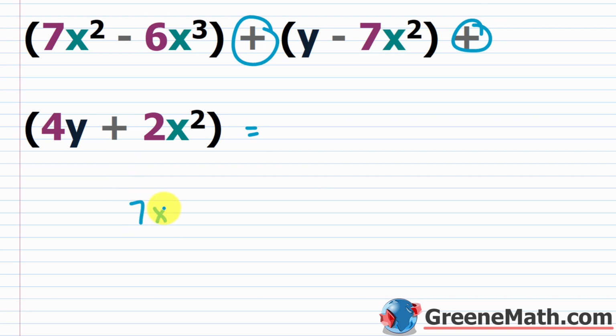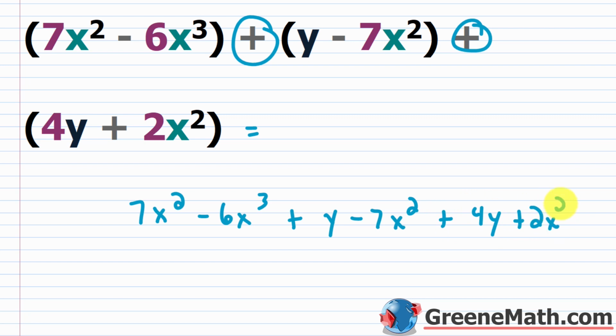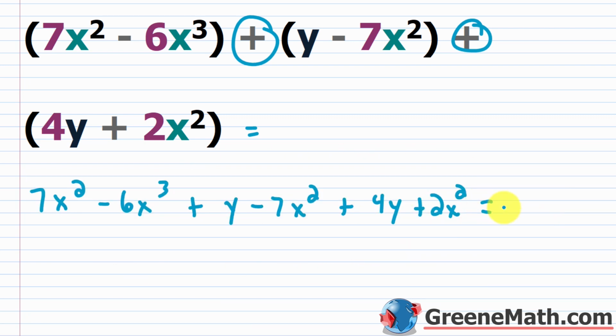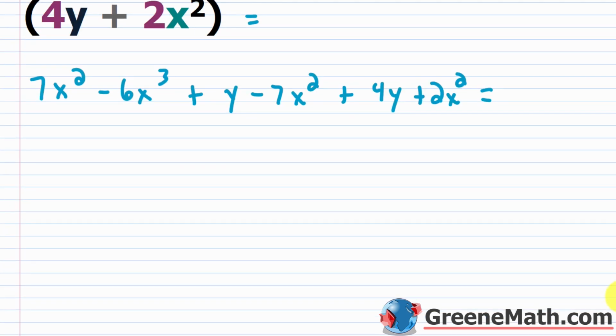We'll have 7x squared and then minus 6x cubed. And then plus we'll have y minus 7x squared. And then plus we'll have 4y plus 2x squared. Let me scooch this down so it fits on the screen properly. Okay, let's put equals. And again, I'm just looking to combine like terms. So I'm going to look and see that I have a negative 6x cubed there. I don't have anything to combine with that. So let me go ahead and write that first. So negative 6x cubed.